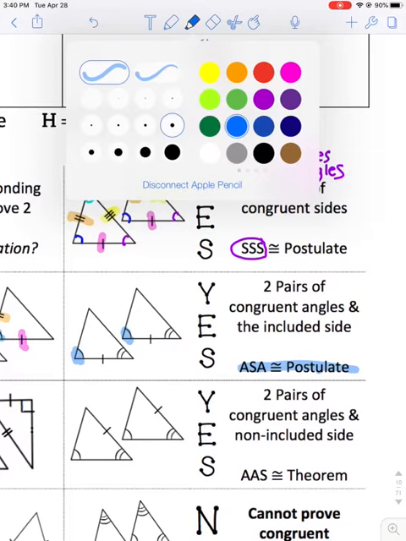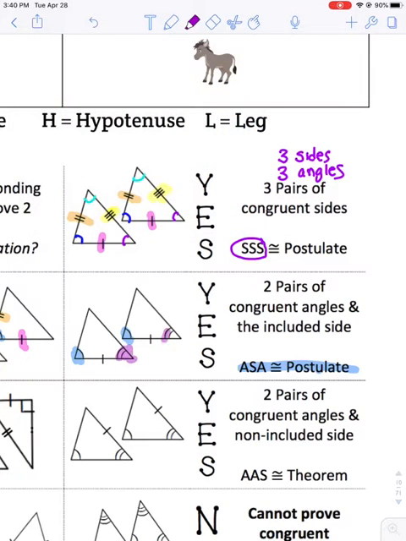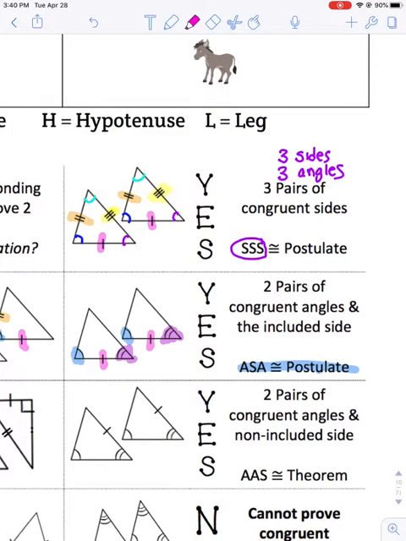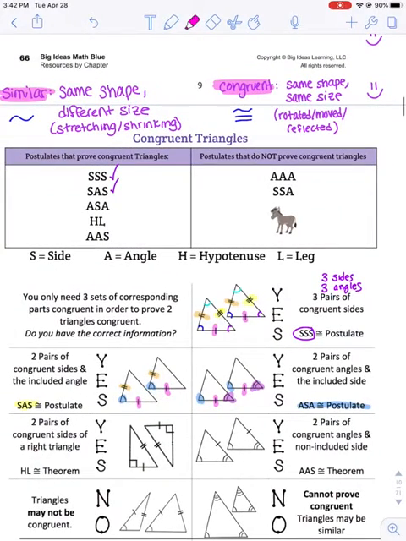So this one says, if we know that this pair of angles matches, and we know that this pair of angles matches, and we know the side in between them matches, we can assume everything else matches too. This is enough information to say that all 3 sides and all 3 angles must be congruent. So that's angle, side, angle.